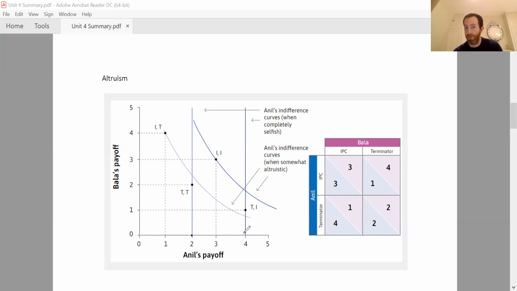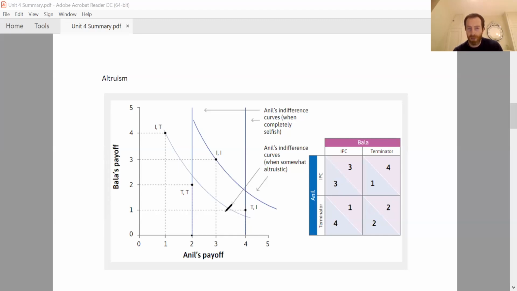And the one at 4 shows us a similar thing, right? Further to the right, Anil has a higher level of utility. This is a higher indifference curve. But as Bala's payoff increases, it has no impact, right? Doesn't change his level of utility. Whereas the curved ones here show us Anil having some level of altruism, as in, some level of happiness coming from seeing the other player, seeing Bala, benefit.